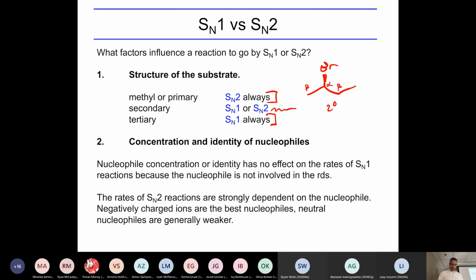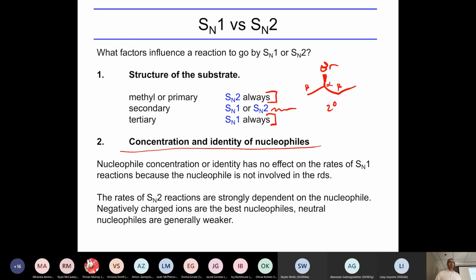First thing we talked about last class was concentration and identity of nucleophiles. We said that some nucleophiles were stronger than others. The strongest nucleophiles are ones that are negatively charged. That makes sense. So strong nucleophiles will favor SN2, and it has no effect on SN1. And that makes total sense if you think about it. In SN2, the rate determining step is a collision between a nucleophile and the alkyl halide. You make that nucleophile a better nucleophile, that step will be faster, and because it's the rate determining step, the whole reaction is faster.